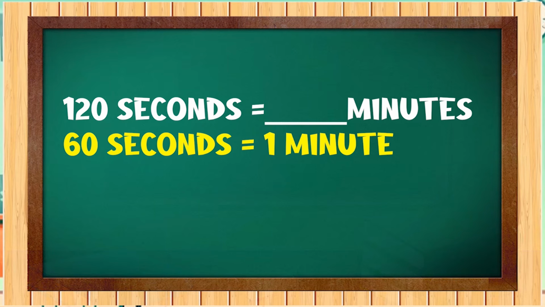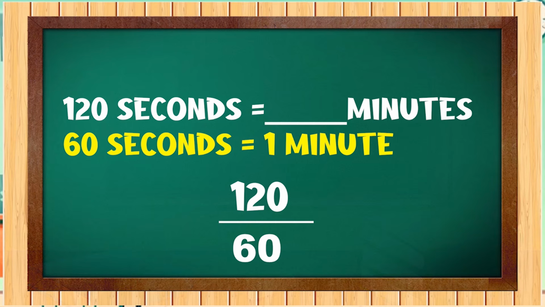In this case, we divide 120 by 60. To do this, you can set it up as a fraction whereby 120 is the numerator and the denominator would be 60. We can cancel out the 2 zeros, the 0 from the 120 and the 0 from the 60. And what we'll have left is 12 above 6.